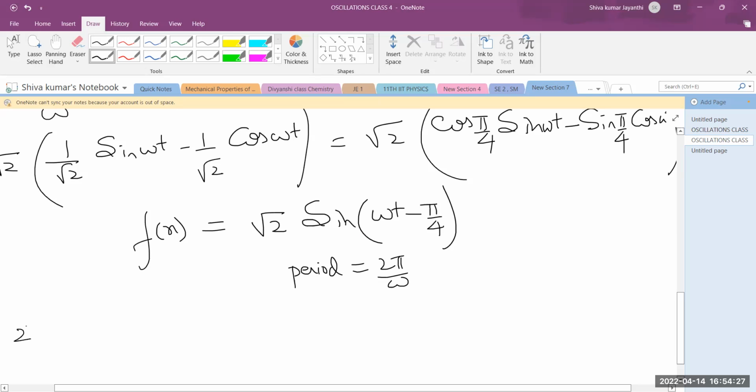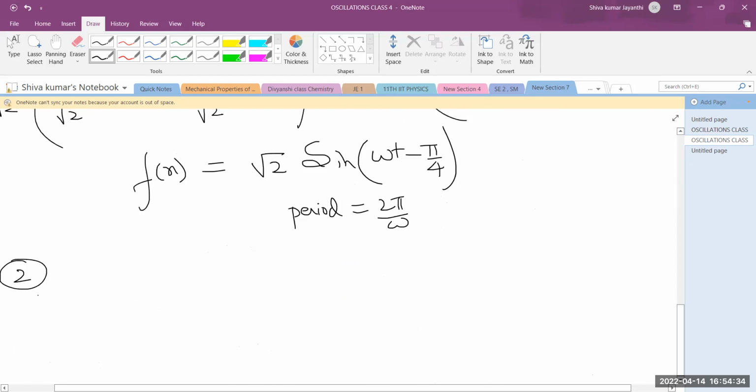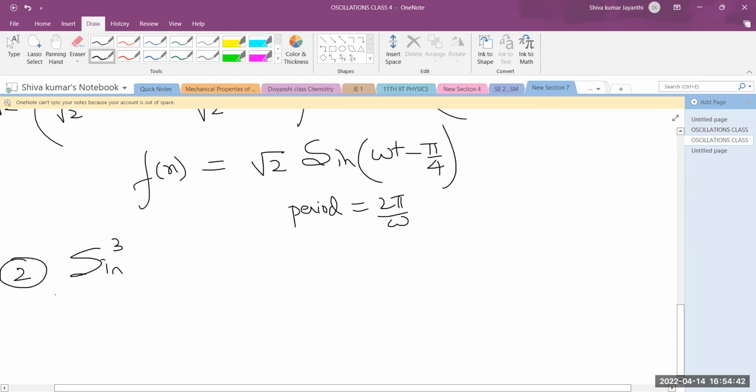Why I am saying it is difficult is that there is a cube. That is why, a little mathematics. Sine cube omega t is there. So how do we do this sine cube, cos cube? We can't just simply say sine cube is equal to sine. It is not so simple.